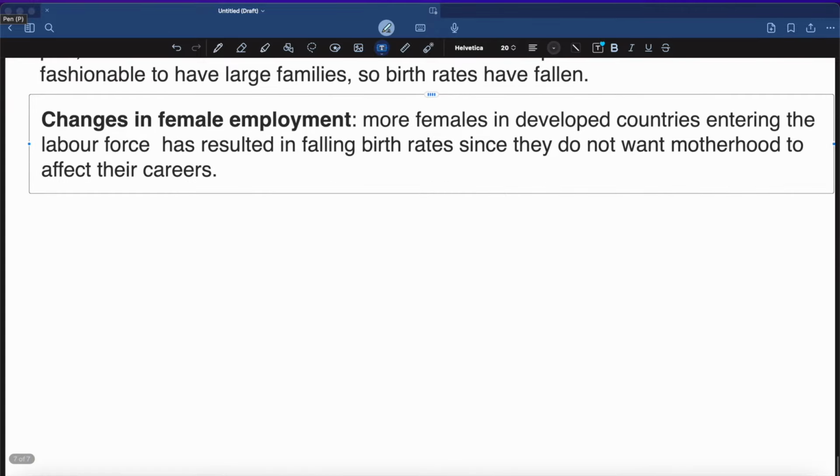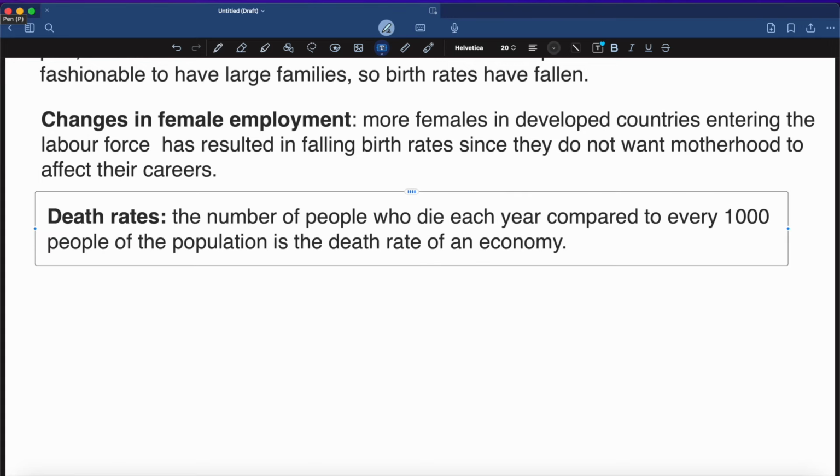Let's now look at the next metric, which is death rates. We look at population in terms of two metrics, the birth rate and the death rate. Then we look at the population structure in terms of male and female, and then we look at why the population size increases. What are the effects of that? That's what we talk about in this topic. So now let's look at death rates.